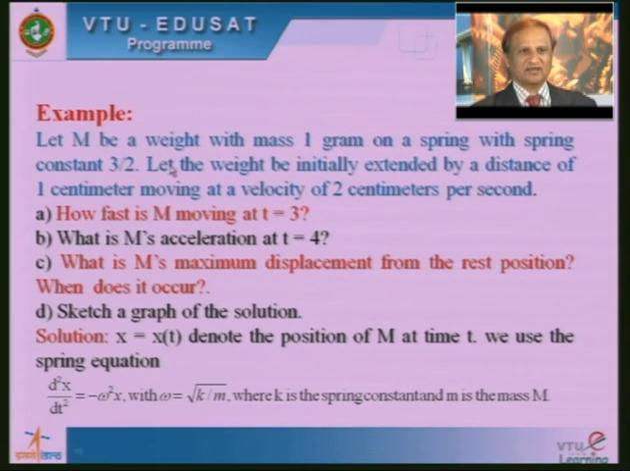So, what have they given? It is given that x equals x of t denotes the position of the mass M at time t. Then we know the spring equation; so far we have discussed the spring equation. I can use the spring equation, d square x upon dt square equals minus omega square x, with omega equal to square root of k by m, where k is the spring constant and m is the mass. Is it clear?